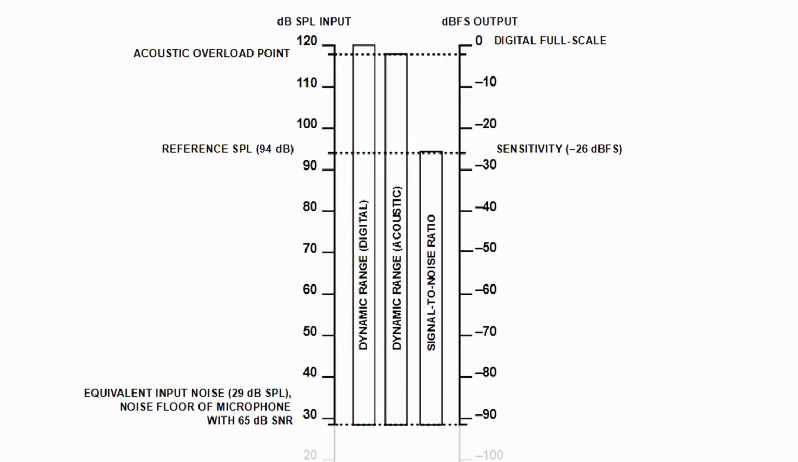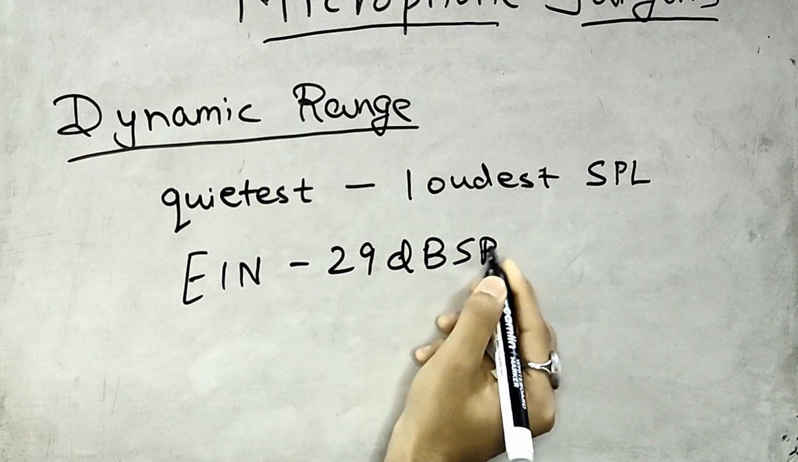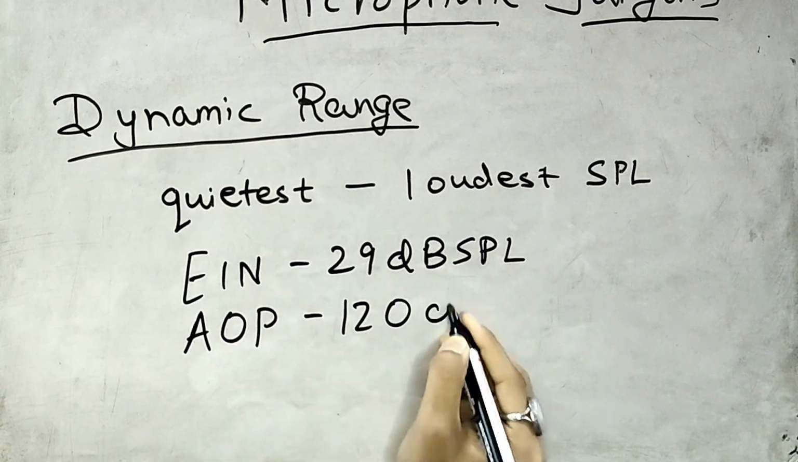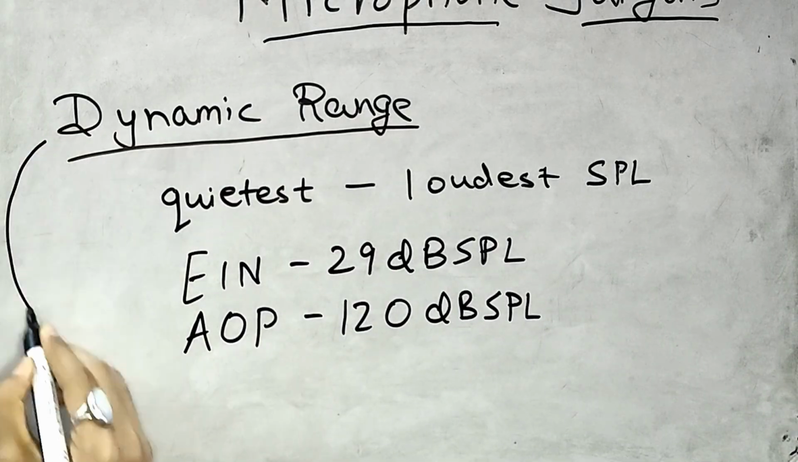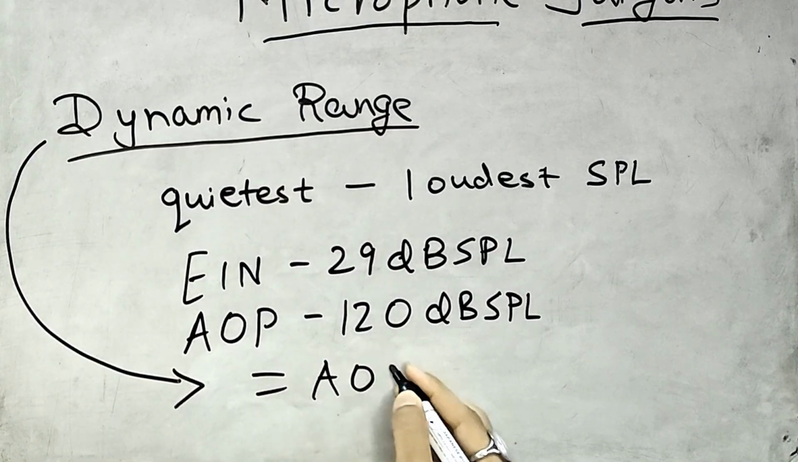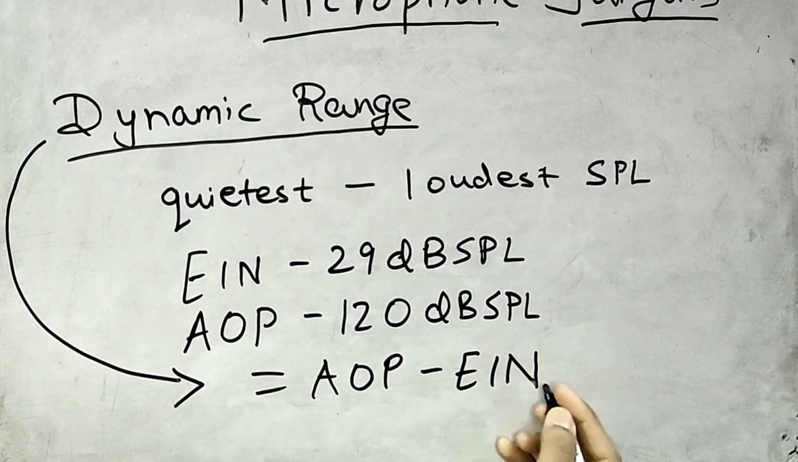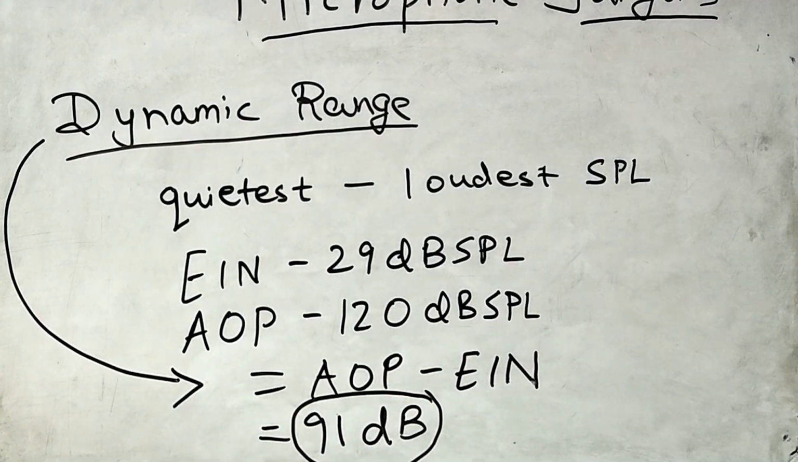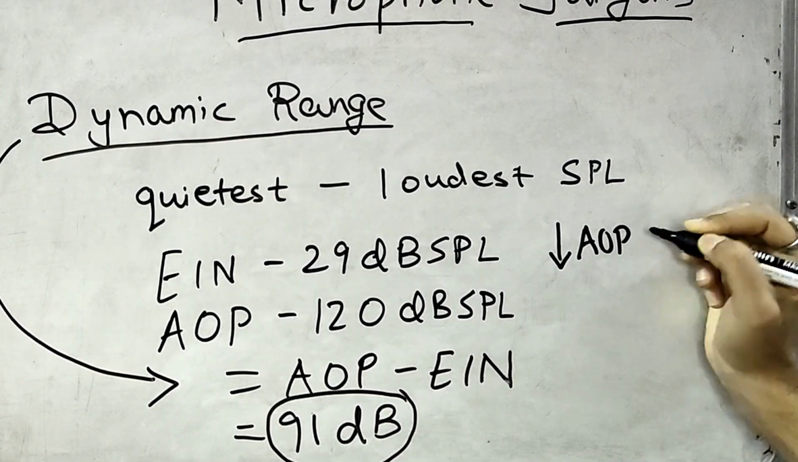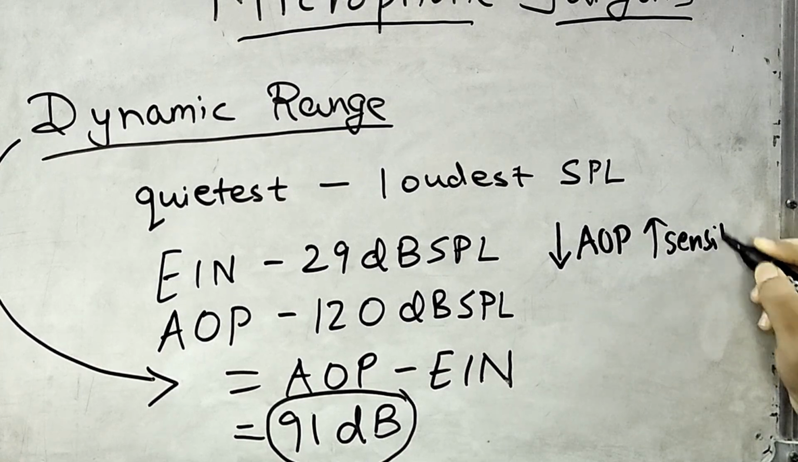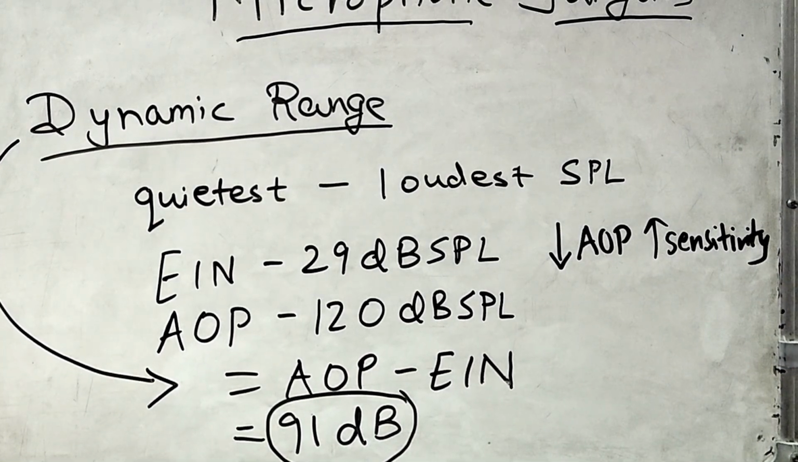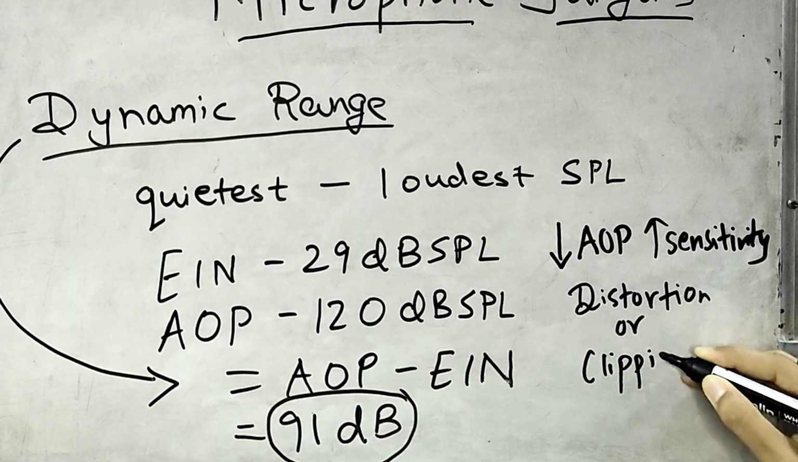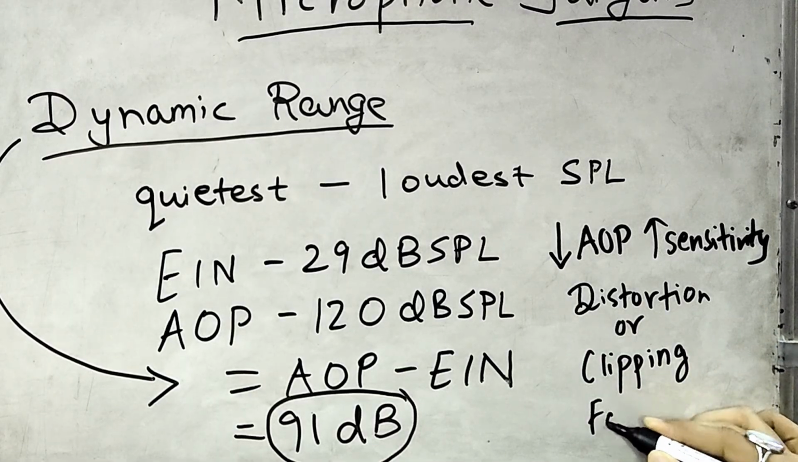So on the input side, EIN is 29 dB SPL and AOP is 120 dB SPL. To calculate dynamic range, we simply subtract EIN from AOP, which gives us 91 dB. If AOP is low or sensitivity is high, which is one and the same thing because sensitivity is dependent on a given AOP in case of digital microphones, then the mic distorts earlier and we get less acoustic headroom, causing clipping and distortion.